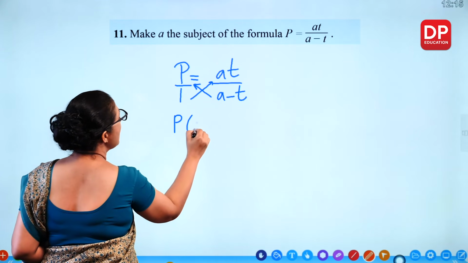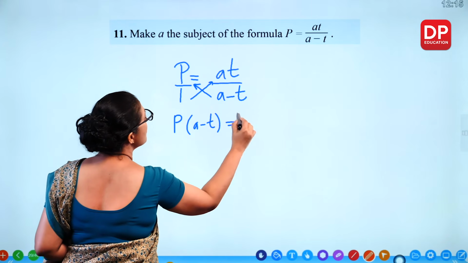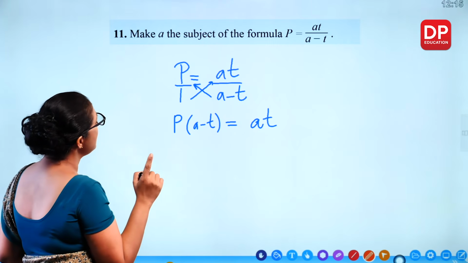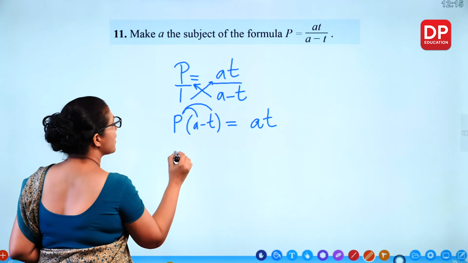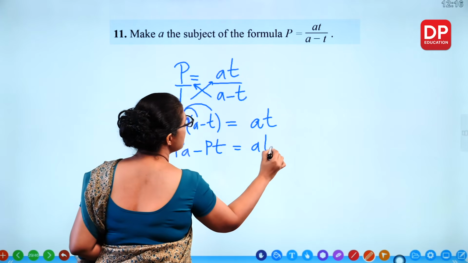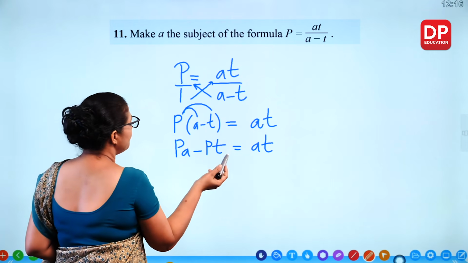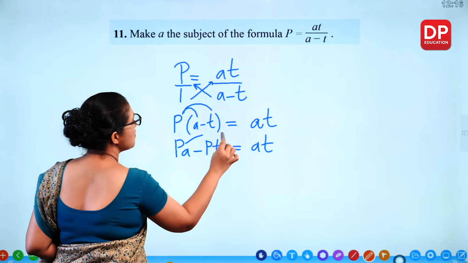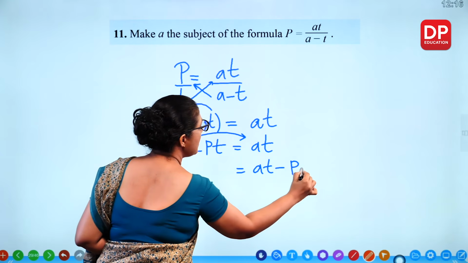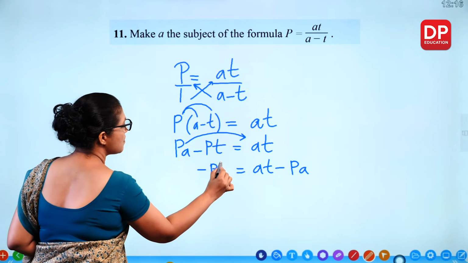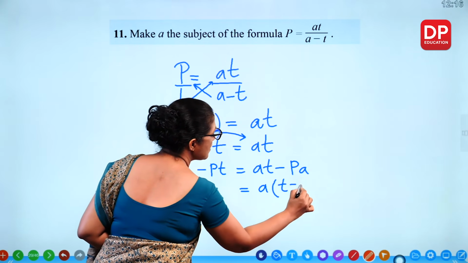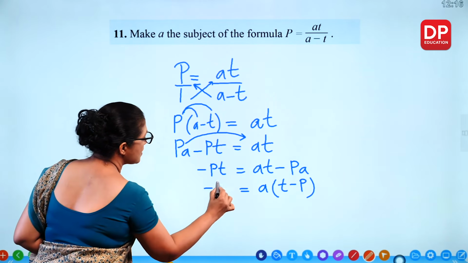So p into a minus t is equal to at. Now we need a. So that means we need to expand brackets. pa minus pt equals at. We'll take a terms to one side. At minus pa is equal to minus pt. A, take it out. a times t minus p equals minus pt.